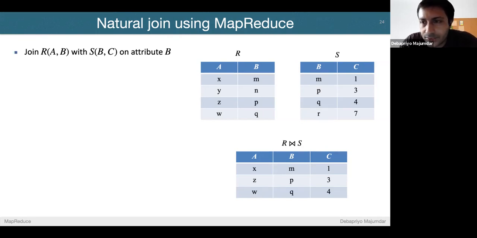Just remember from your database course that if you have these two tables AB and BC, hopefully I have done it right, you have M common in both tables in column B. So X M 1, Z P 3 and W Q 4 and nothing else, right? N is not present in the right table and R is not present in the left. So this is what you're going to get.